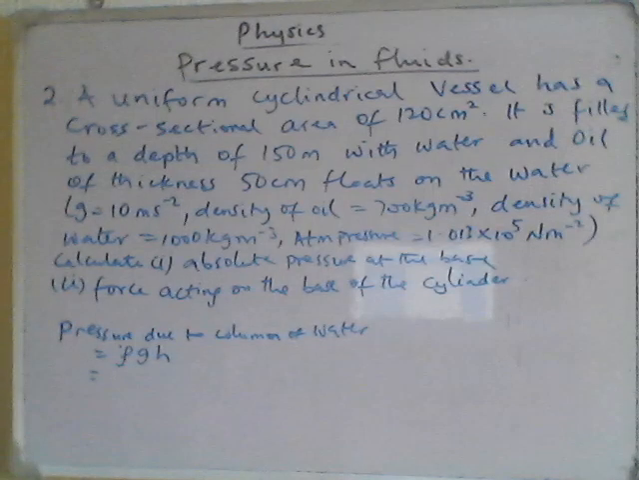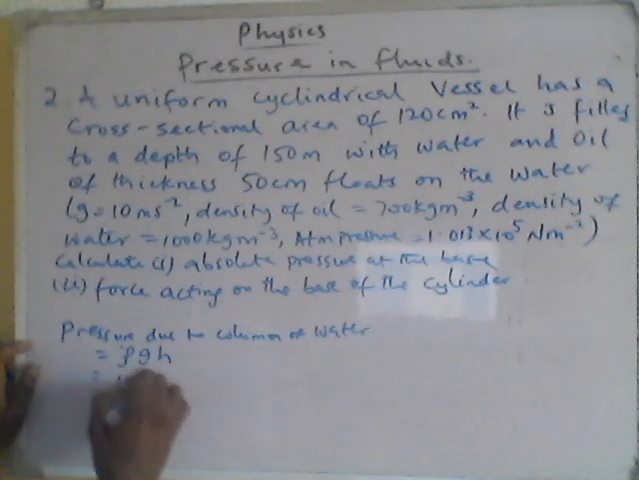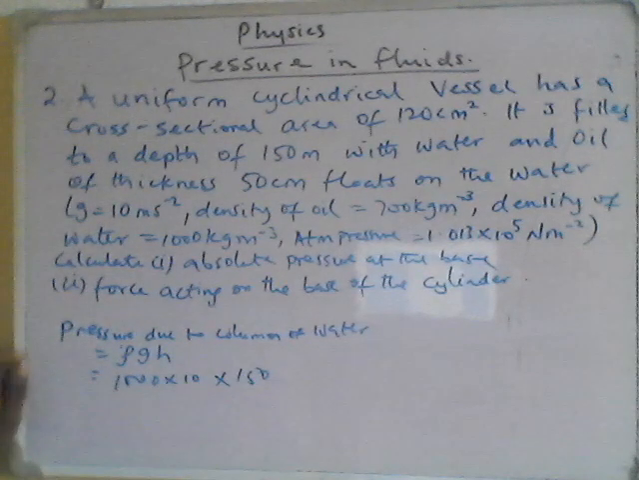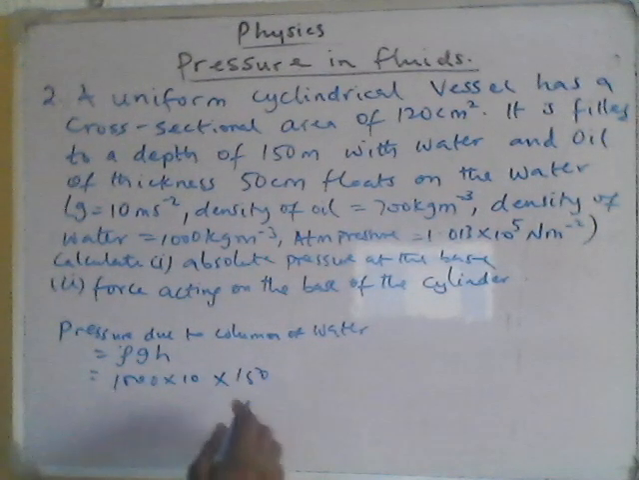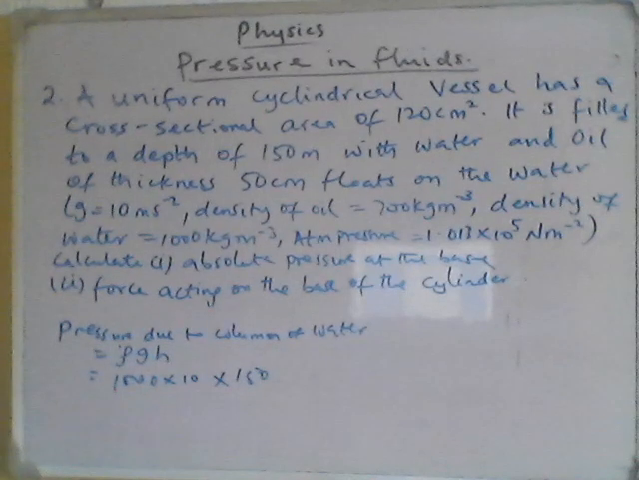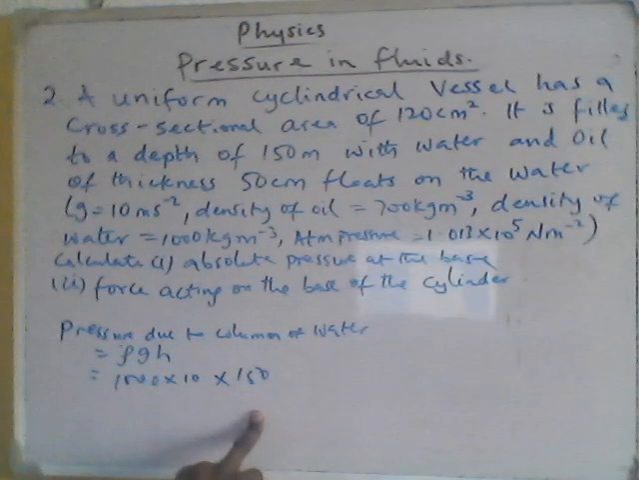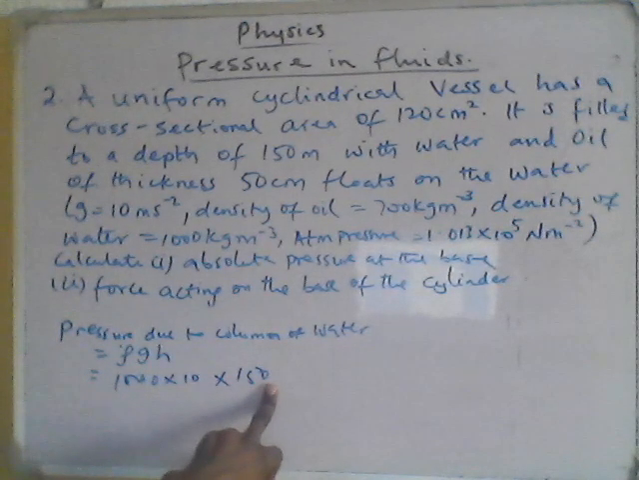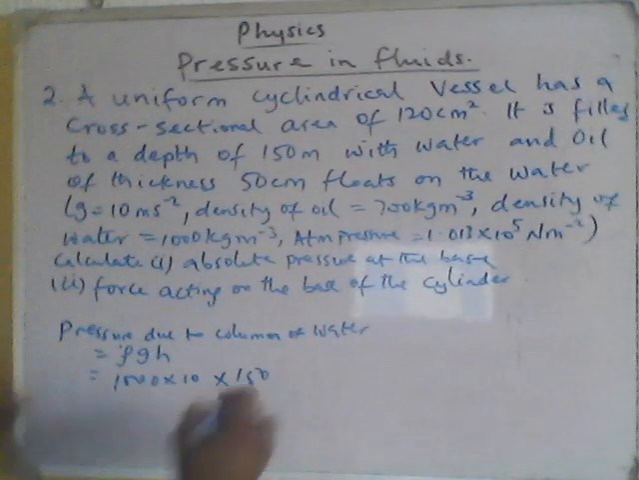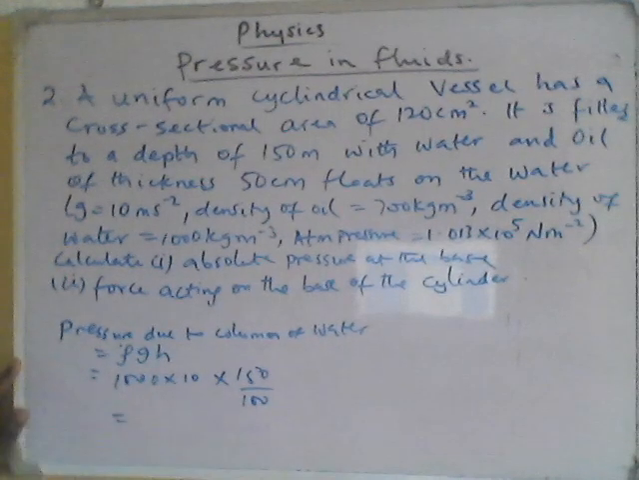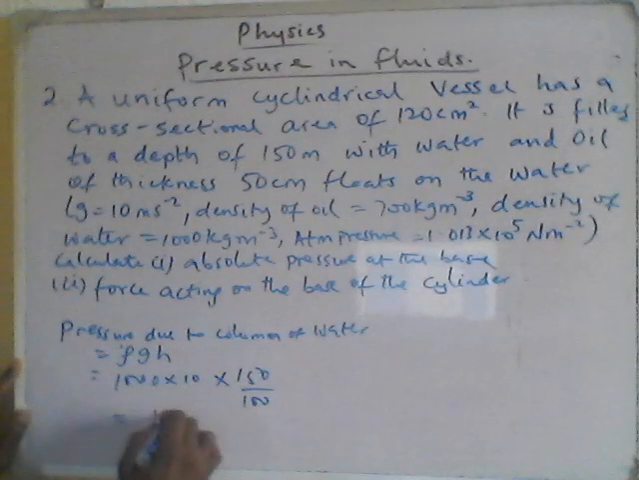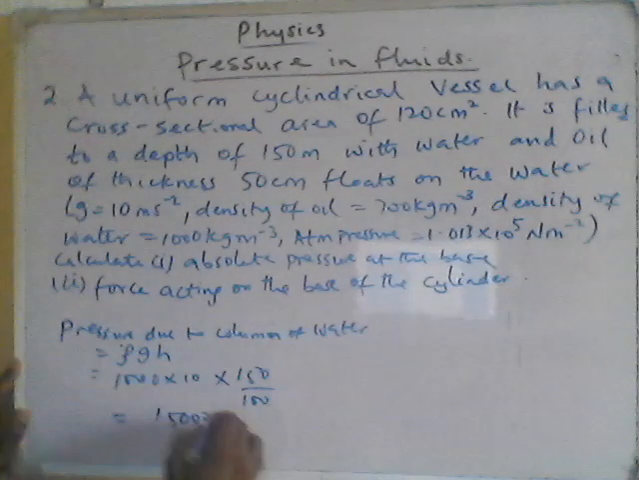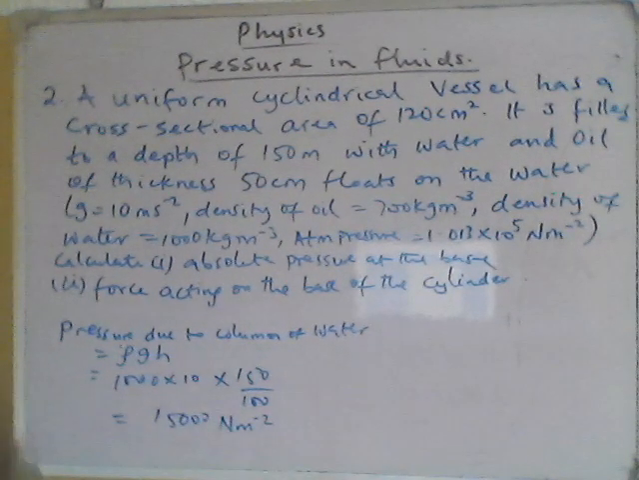So the first thing I'll do, my density is 1000 for water, gravity is 10, then height is 150 cm. Okay, so by the time I compute it, I'll be getting 1, 2, 3, 4, 5, over 100. So I'll be getting 15000 Newton per meter square. That's the pressure due to water column.